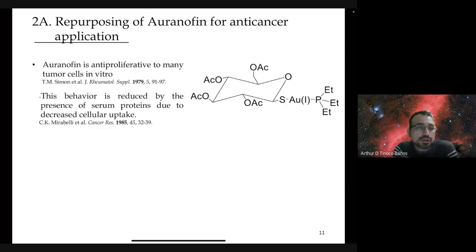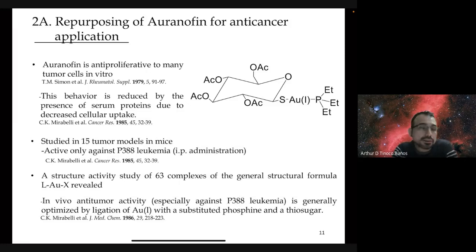It has been observed that auranofin is anti-proliferative to many cancer cells in vitro. This behavior, however, is reduced by the presence of serum proteins due to decreased cellular uptake of the gold. Studies in 15 tumor models in mice revealed that it really was active against P388 leukemia, through intraperitoneal administration.